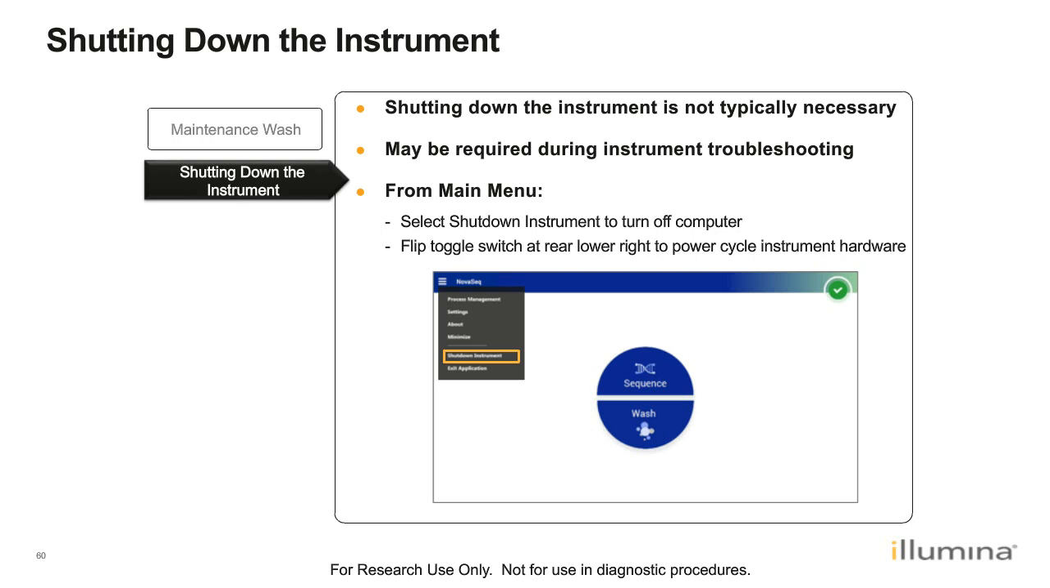Once the computer is turned off, we will use the toggle switch at the bottom right of the instrument. We'll leave that off for a minute. And in the case of a power cycle, after that minute, we'll turn everything back on in reverse. So we'll use the toggle switch to boot up the instrument, and then we'll use the power button on the right side to boot up the computer.